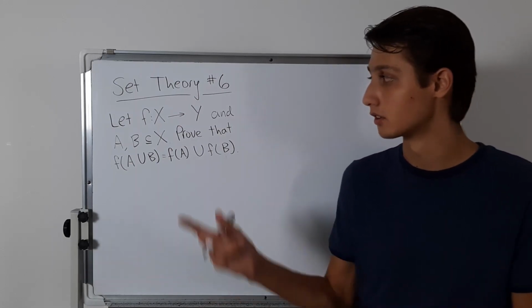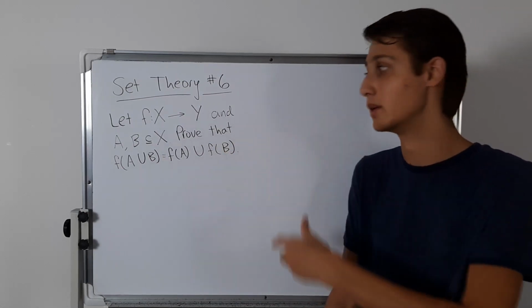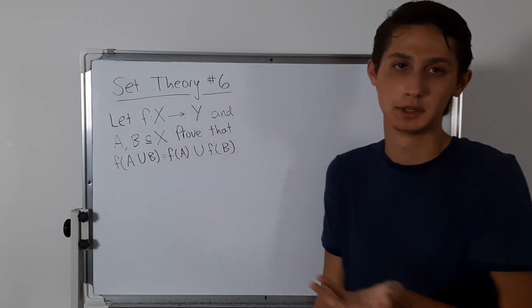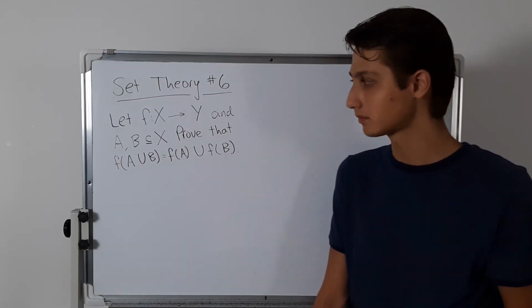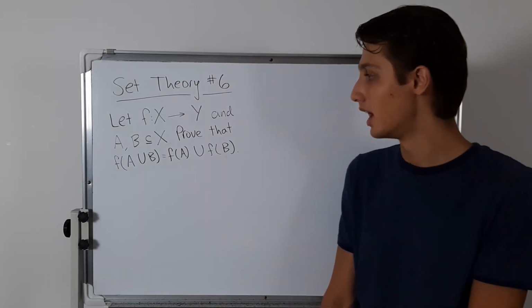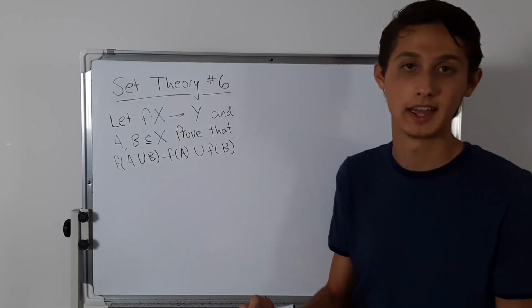We're going to start by letting f be a function from domain X to codomain Y, and A and B are subsets of X, and they can actually be equal to X. It's kind of boring that way, but they can be if they want to. And we're going to prove that f of A union B equals f of A union f of B.